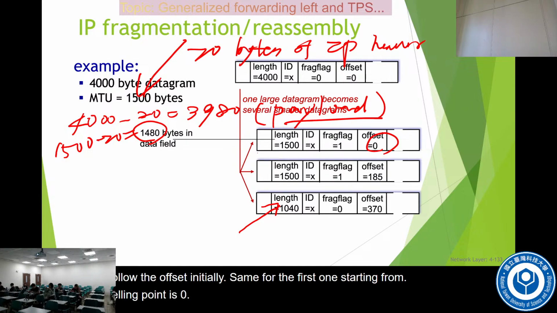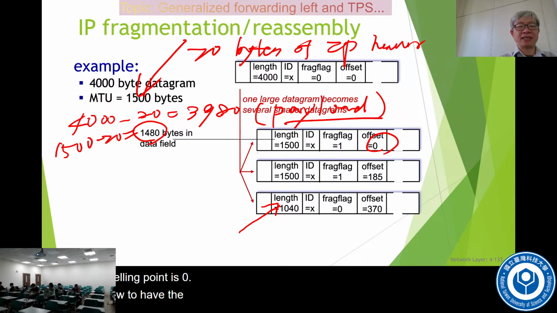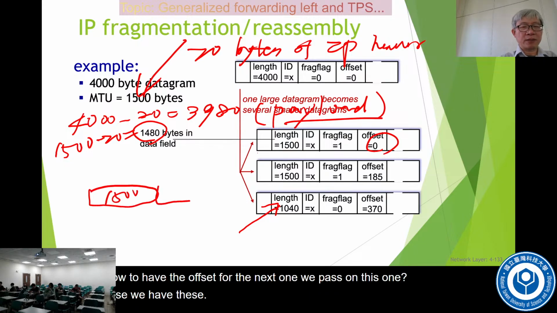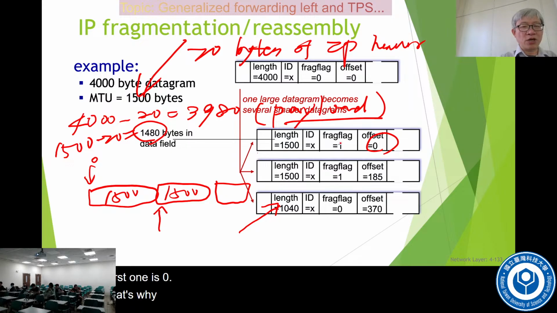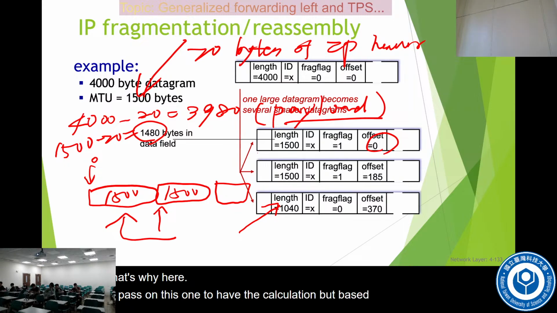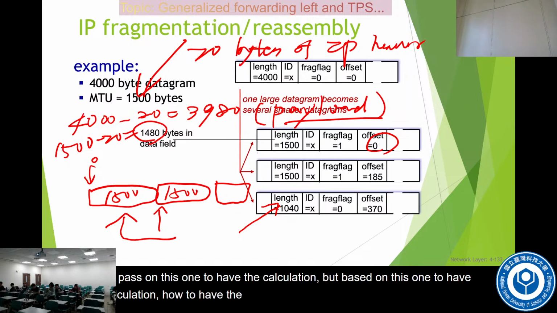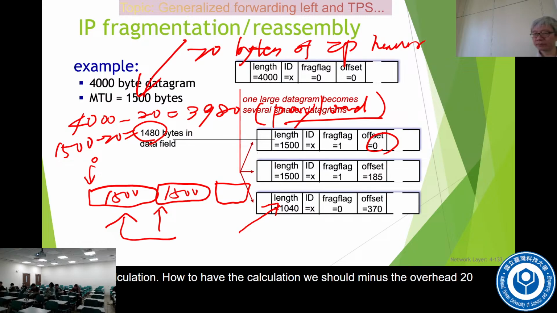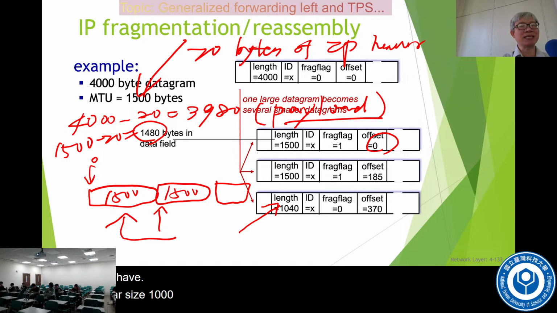But how do we get the offset for the next one? We pass on this one because we have these. The first one is 0, and for the next one we pass on this one to do the calculation. How to do the calculation? We should subtract the overhead 20, so we have the current size, 1,480. So based on this, how do we calculate the offset?